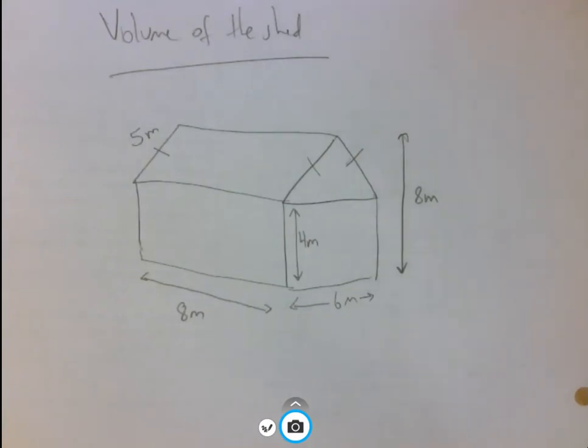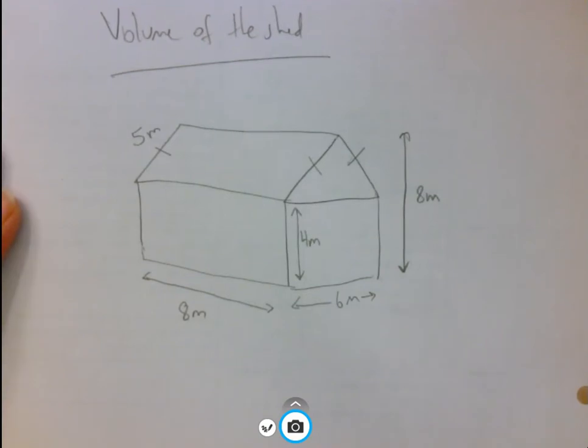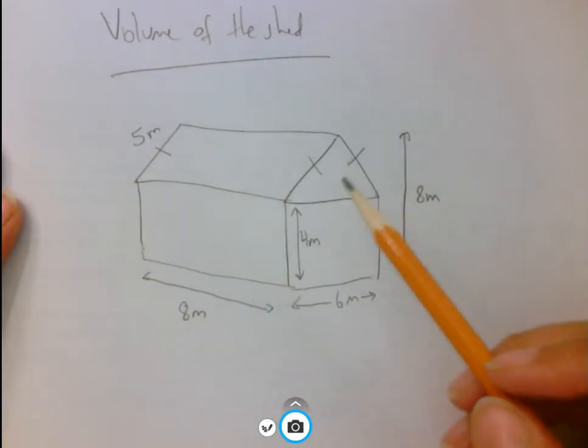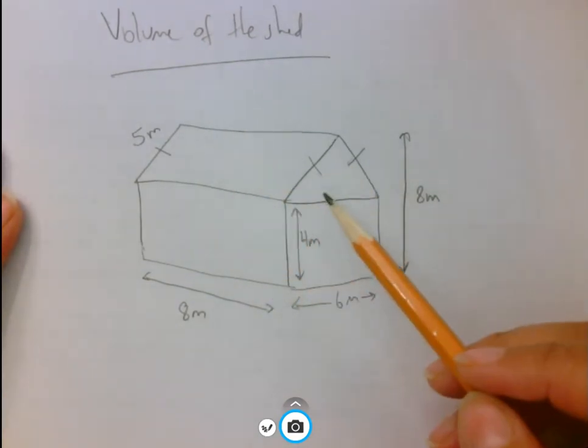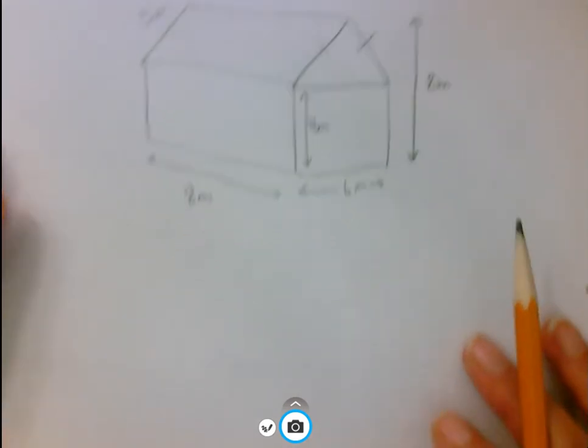Okay, so here we go, volume of the shed. The shed is made up of a triangular prism and a rectangular prism. So the volume of the whole thing is going to be the volume of the top shape plus the volume of the bottom shape, right? That's the space that the whole thing is taking.